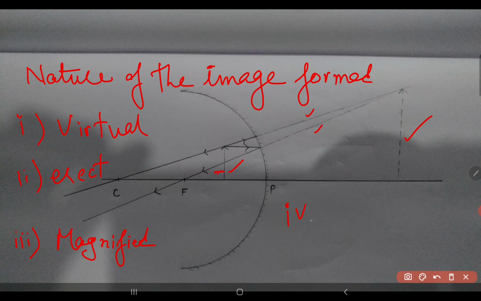And the last one, where it is formed: it is formed behind the mirror, because the pole, focus and center of curvature are just in front of the mirror. Hence we can just write it is formed behind the mirror. So I hope you have understood all the diagrams for concave mirror.